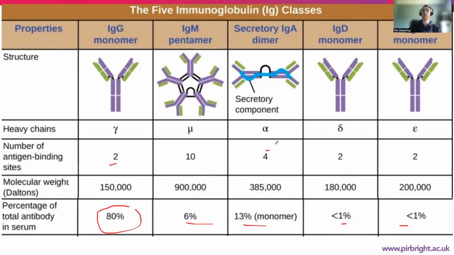So that's a brief outline in terms of antibody structure and class switching. Of course, there are more resources that expand on this, and this is just a brief overview.